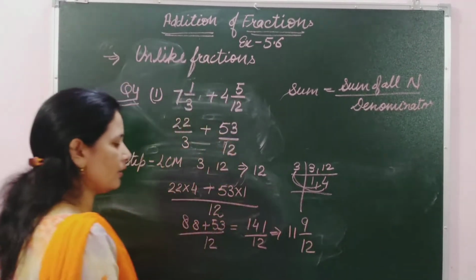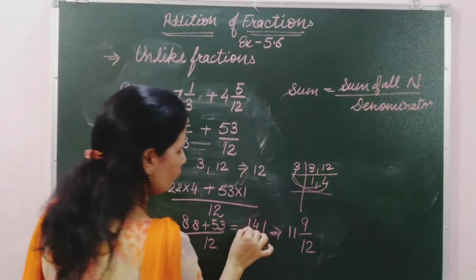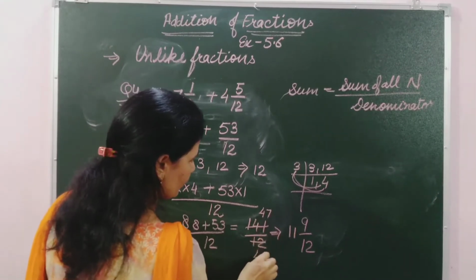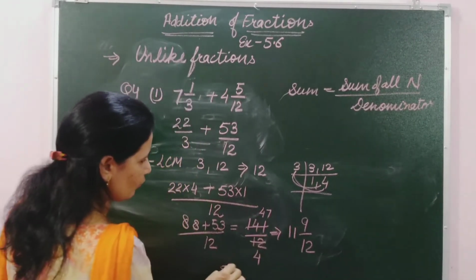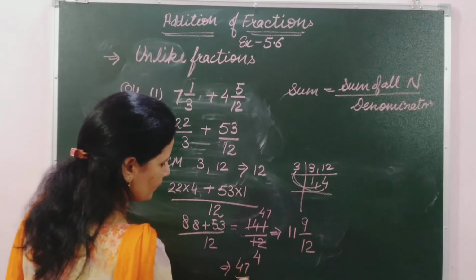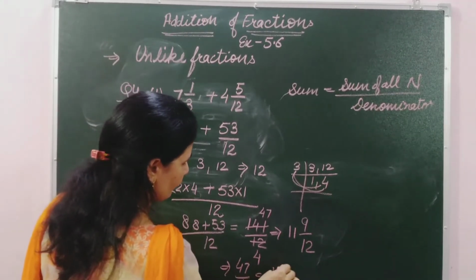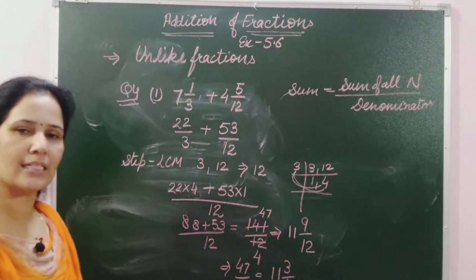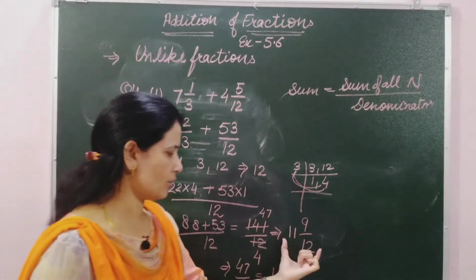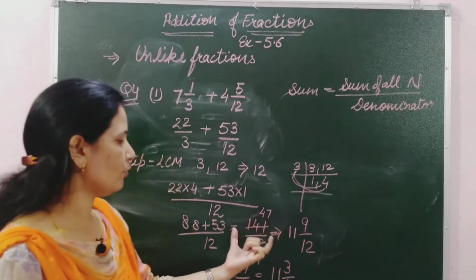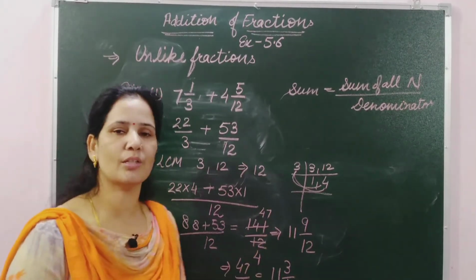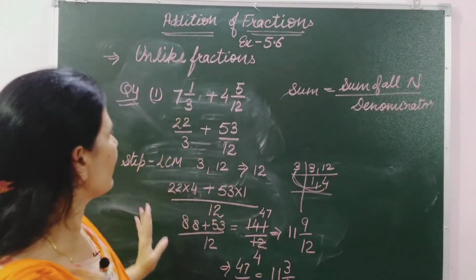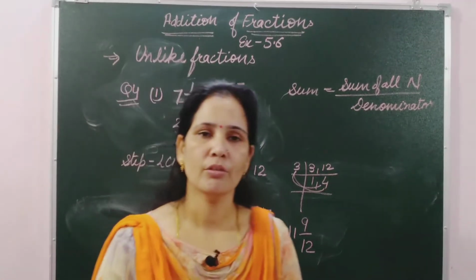Students, in the other method, it is possible to cancel by 3. How? 3 4s are 12, 3 7s are 21, 3 4s are 12. Now then you can convert 47 by 4. So 4 1s are 4, 4 1s are 4, then 3 by 4. In both cases the answer is correct. If you write this also, then also the answer is correct. And if you write it after cancellation and then convert into a mixed fraction, then also your answer is correct. So like this we have to solve the rest of the parts of question number 4.